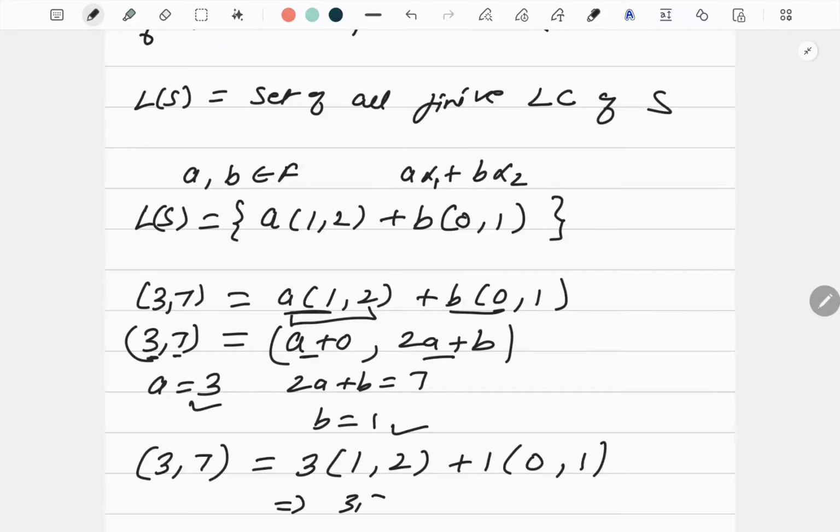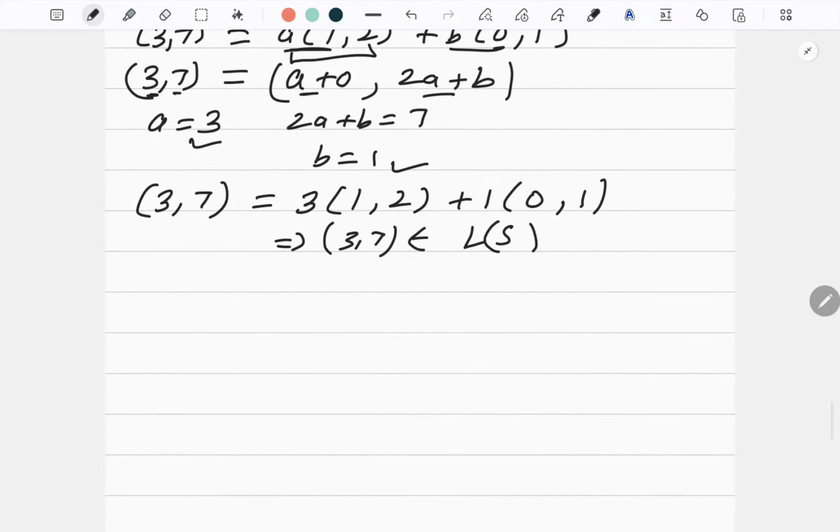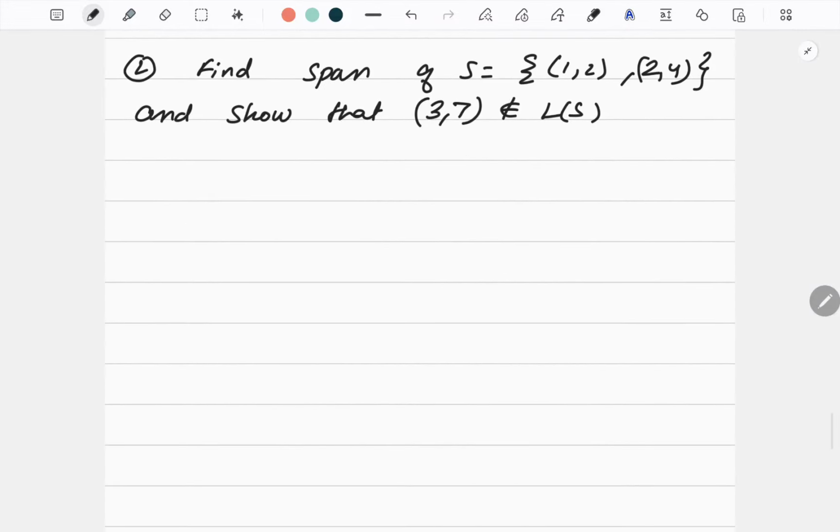Implies 3 comma 7 belongs to linear span. Simple. Now let's do the next question. Now find the linear span of this and show that 3 comma 7 does not belong to the span. So now how will I start this?